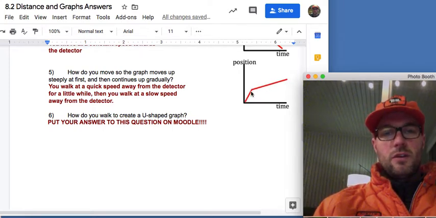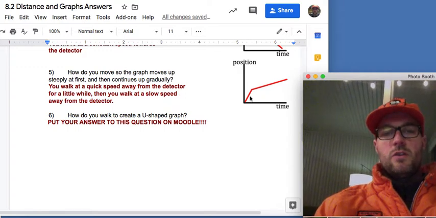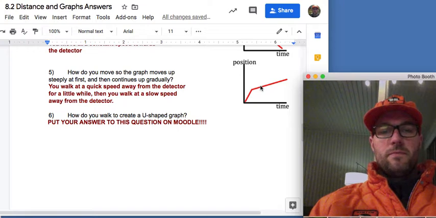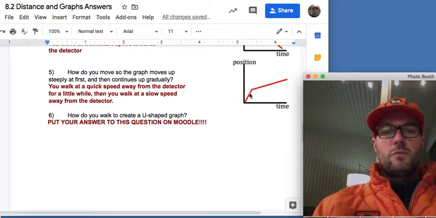The position is increasing on both of them because they're both moving away. That's the important piece I want you to take away. You can have 2 lines both moving away, and both of them can have different slopes, which means this one's faster, this one's a little bit slower. The closer you are to horizontal, the slower you're going.